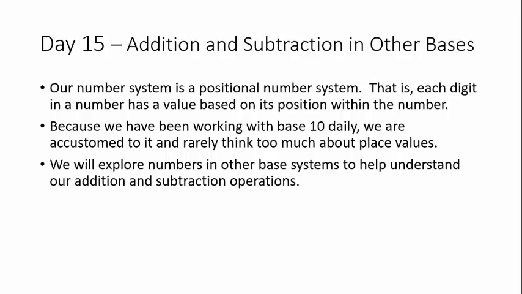Our number system is a positional number system. This means that each digit in a number has a value based on its position within the number. So for instance, if you think of 123, that means that you've got 100, and you've got 2 10s, and you've got 3 1s. Each digit has a meaning depending on its position in the number.